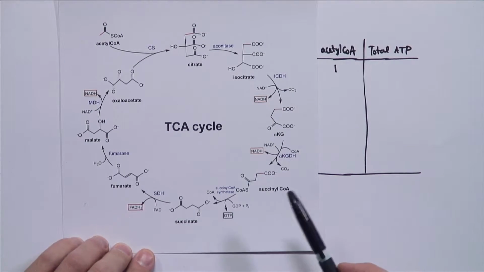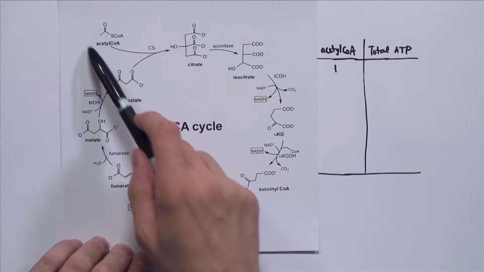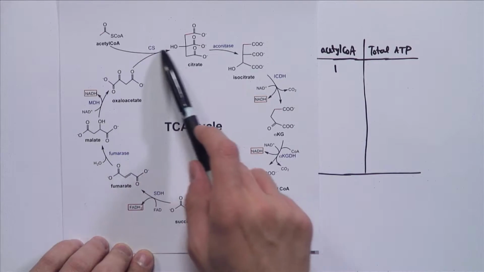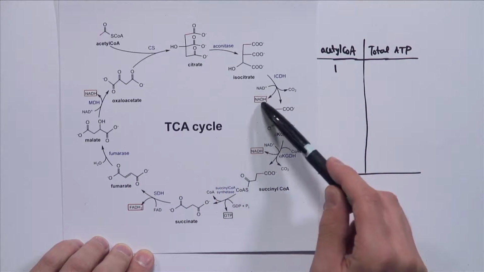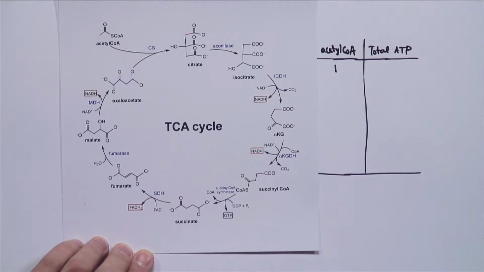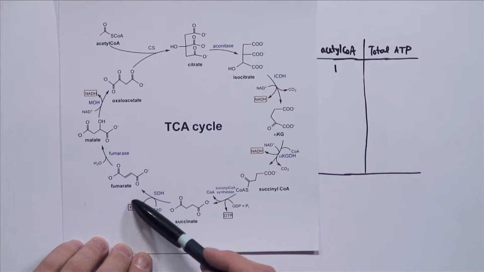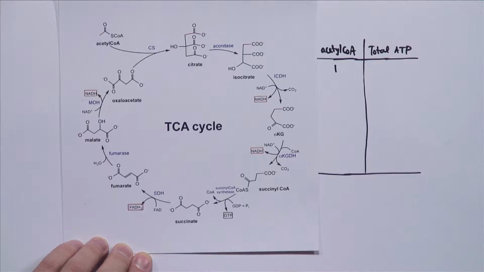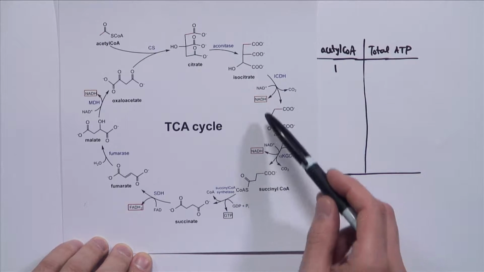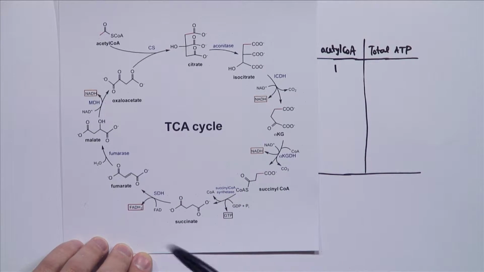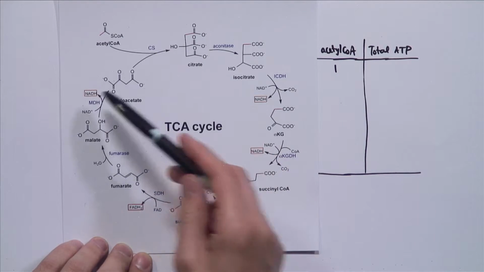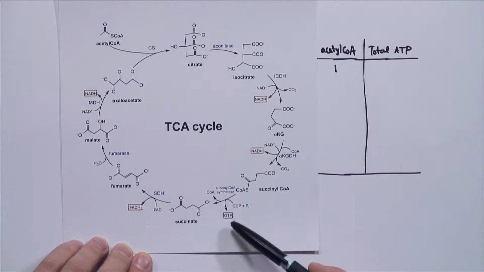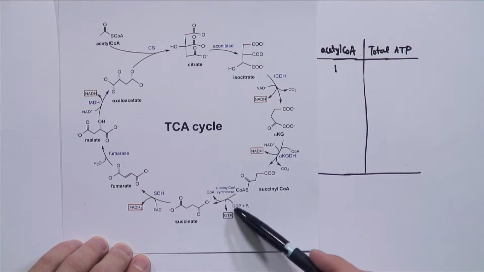Here is a schematic of the TCA cycle, and one acetyl-CoA molecule comes in, and it's going to generate 1, 2, 3 molecules of NADH, 1 molecule of FADH2, and 1 molecule of GTP. Now, if we keep in mind that for every FADH2 we generate about 2 ATPs, and for every NADH we generate 3 ATPs, that's a total of 3 times 3 is 9, plus 2, 11, plus a GTP, which is equivalent to an ATP.